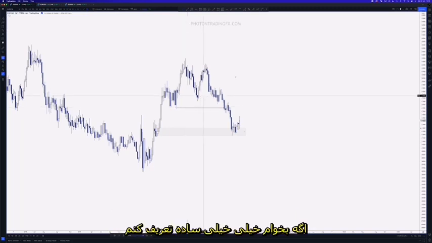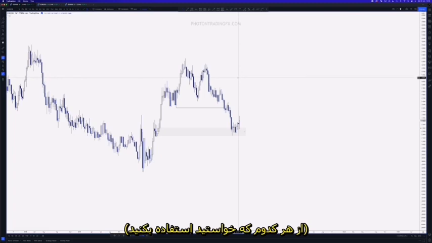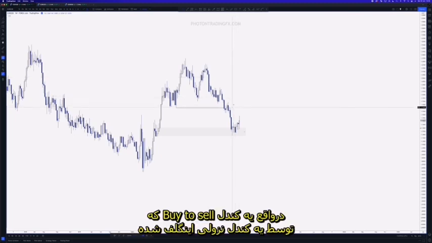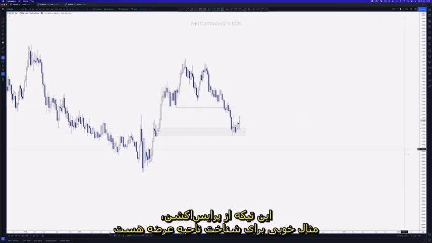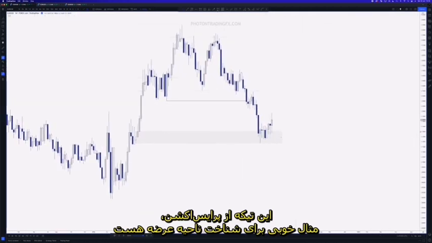Because remember, by its most simple definition, a supply zone is a buy to sell candle pivot range, whichever one you want to use. Basically, the buy to sell candle that is then engulfed by a bearish candle. If I just zoom in to this section in price action, this is a very simple example of what a supply zone is.